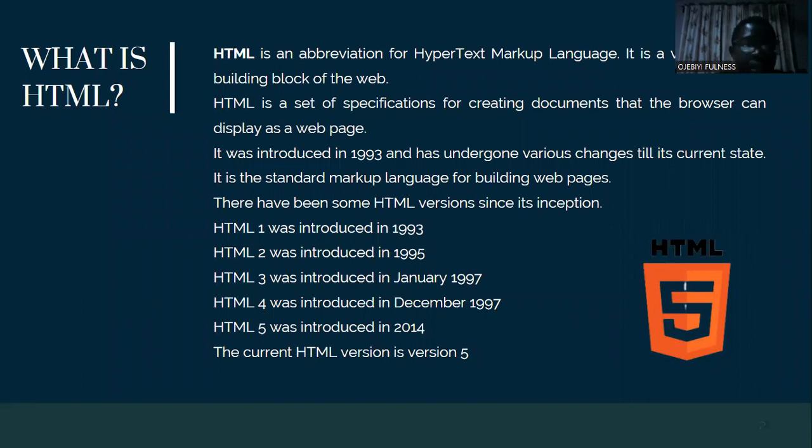HTML is a set of specifications for creating documents that the browser can display as a web page. That is, HTML is going to specify what the browser can display as a web page. Now, there have been various versions of HTML since its inception in 1993. HTML was in 1993, HTML2 was introduced in 1995, HTML3 in January 1997, HTML4 in December 1997, and HTML5, which is the current version of HTML, was introduced in 2014. So there we have it.